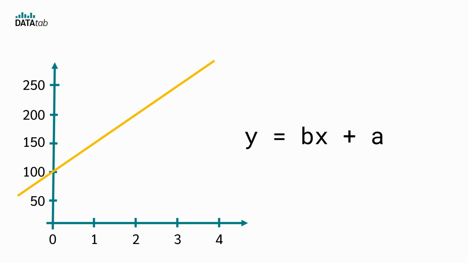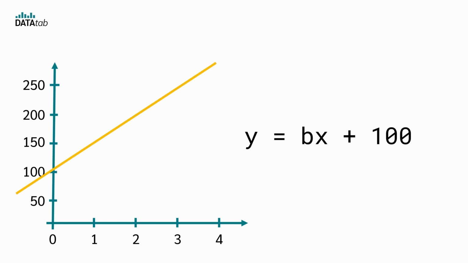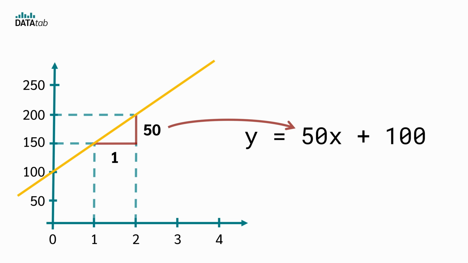Let's look at this example. In that case, our intercept is 100, so we enter 100 for a. But how do we read the slope? For this, we take a 1-unit step in the independent variable. For example, if we move from 1 to 2, then we observe how much the dependent variable changes with this 1-unit increase. In this case, if the independent variable increases by 1 unit, the dependent variable increases by 50 units. So our b is 50.